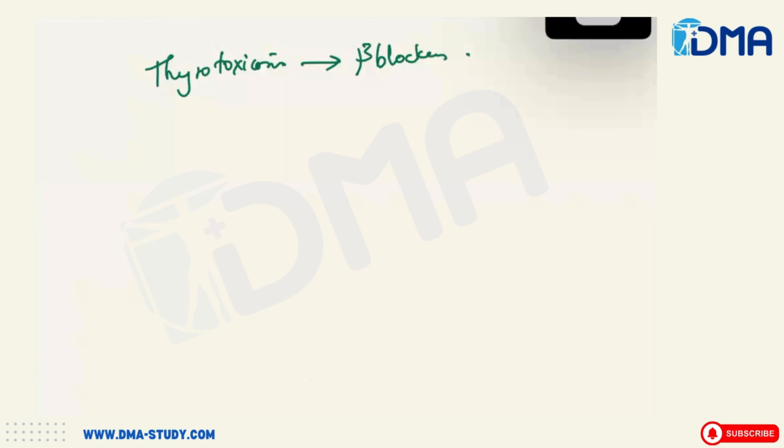Then if the patient is pregnant, what is the choice of drug? Pregnancy hypertension, the choice of drug would be labetalol, a beta blocker. This will be the first option. Second, I can go for methyldopa or clonidine. Depending on the situation, I'll choose the drug.